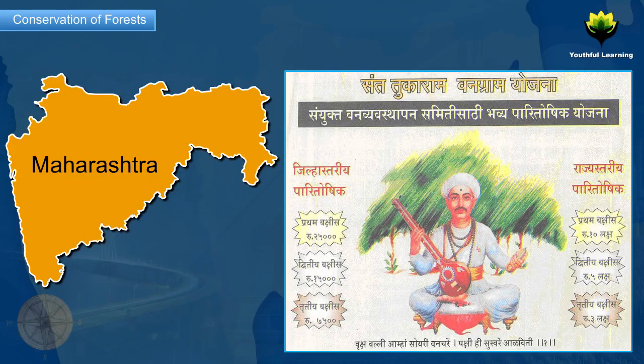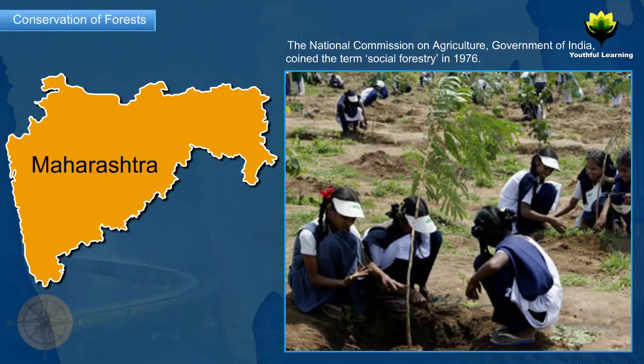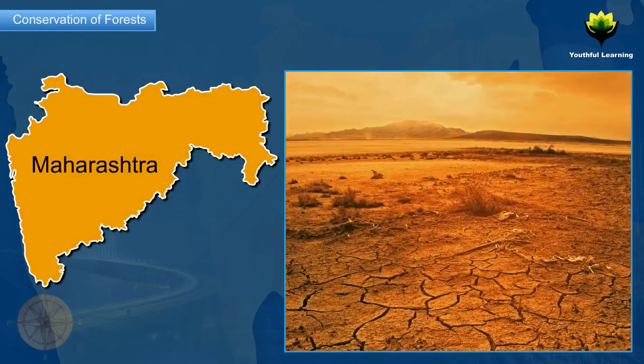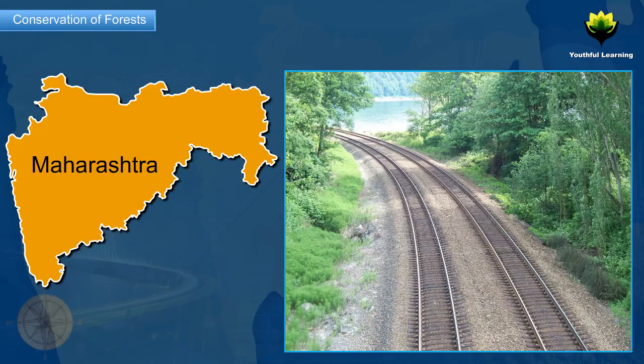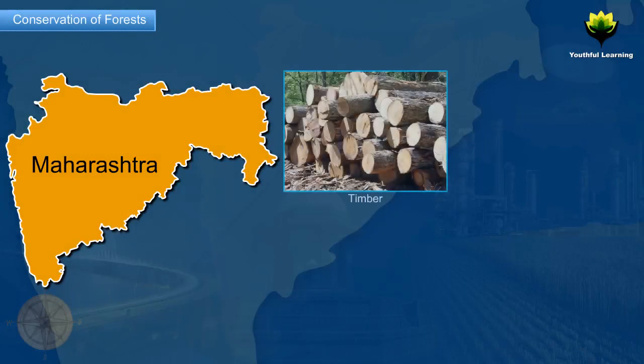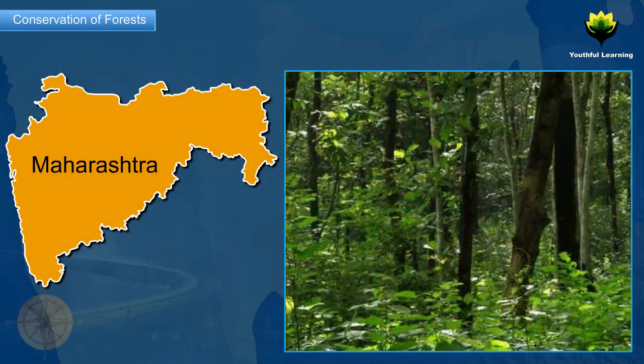Another conservation method is social forestry. The National Commission on Agriculture, Government of India, coined the term social forestry in 1976. Under this scheme, fallow and unused lands such as those along railway lines, wastelands were to be covered with trees so as to meet the growing demands of forest goods such as timber, fuel, fodder, etc. This was meant to lessen the pressure on traditional forests and prevent their felling.